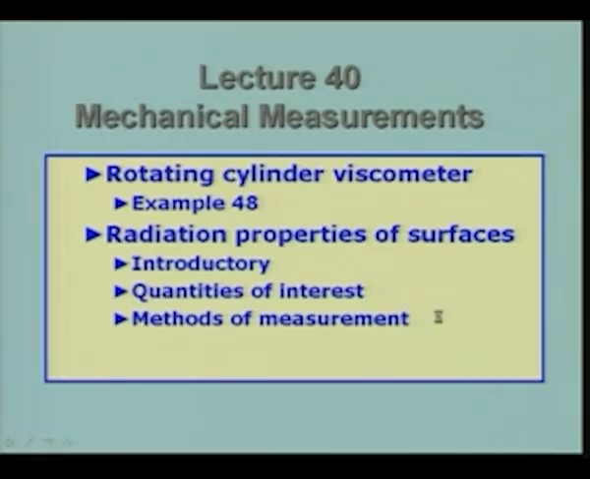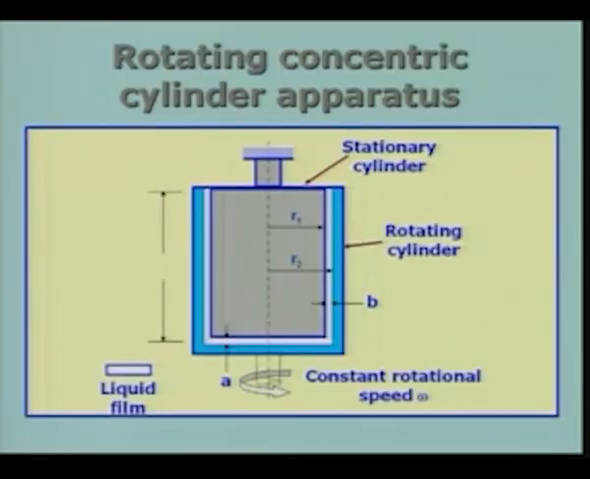So, to recapitulate, I am showing you the apparatus which was described in the previous lecture, the rotating concentric cylinder apparatus, which consists of a stator which is held stationary, and a rotor which is surrounding it. There is a gap in between the rotor and the stator, and the gap is filled with the fluid whose viscosity we want to determine. There is a narrow gap given by the difference between the radius r2 and radius r1, and I call this gap B.